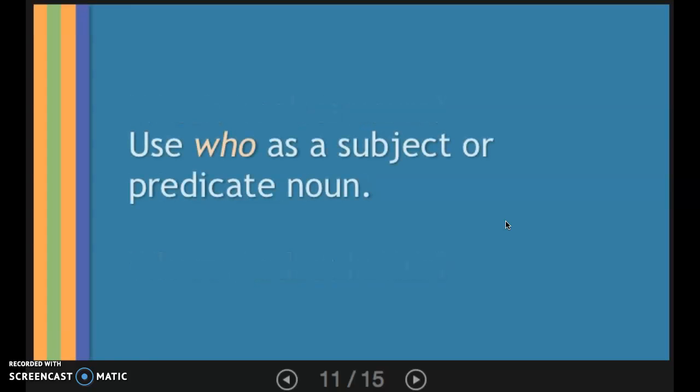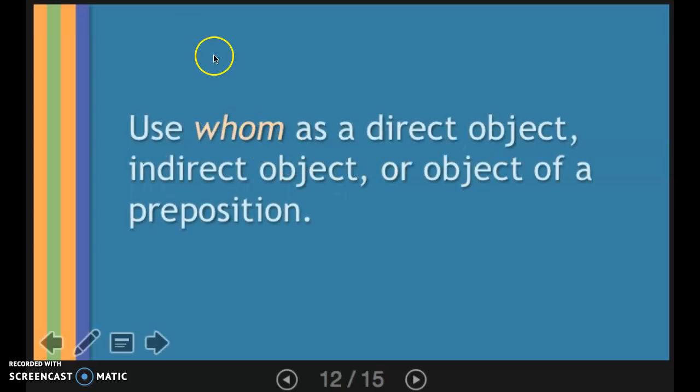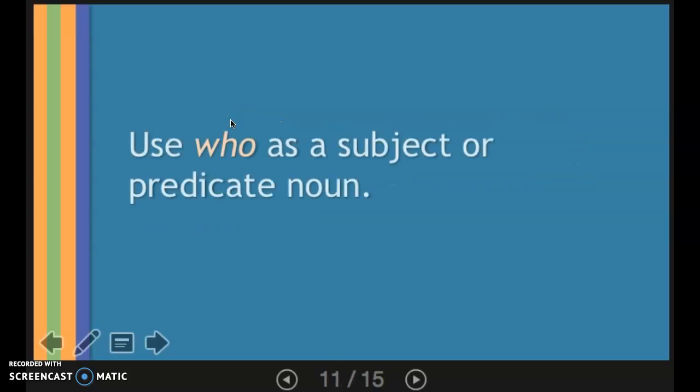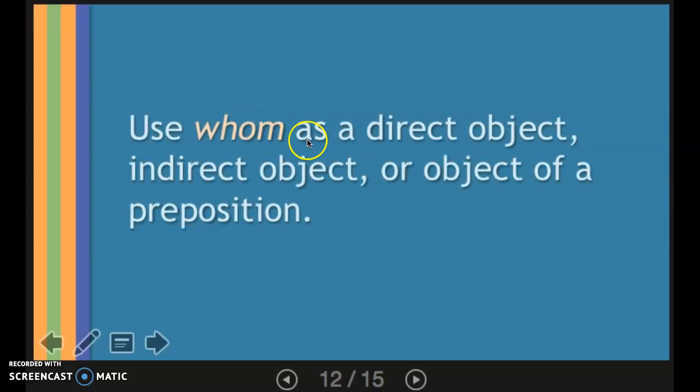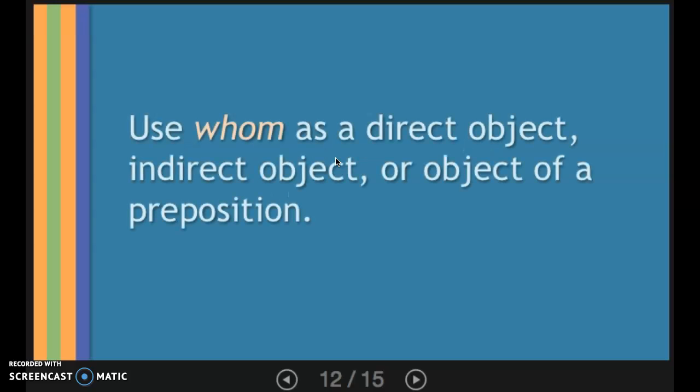Use who as a subject or predicate noun. So basically, this is talking about the difference between who and whom. Whom is not to be used as a subject. Who is a subject, all right? It can also be a predicate noun. We know that predicate nouns can be easily confused with predicate adjectives, and who and whom is a hot topic in the grammar department. Whom is a direct object, an indirect object, or an object of a preposition.